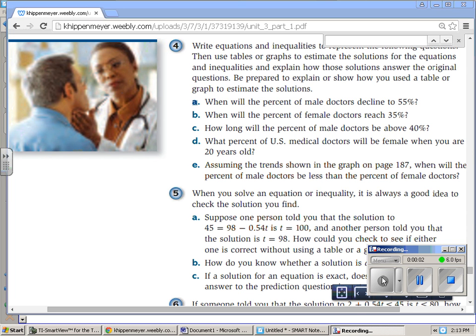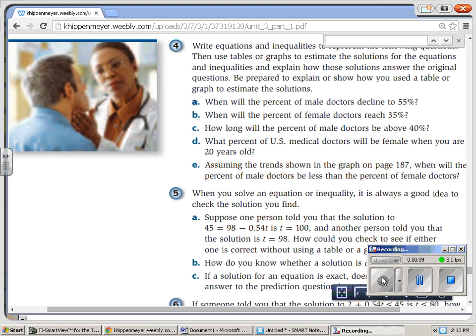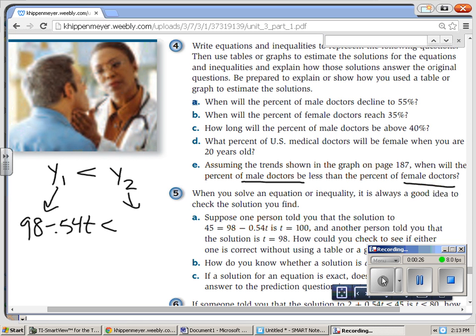4E. Assuming the trends shown in the graph on page 187, when will the percent of male doctors be less than the percent of female doctors? So we're looking at where the percent of male doctors will be less than the percent of female doctors. I'm going to replace y1 with what it is equivalent to, and I'm going to do the same with y2. y2 is equal to 2 plus 0.54t. And then we're solving for t, for when this occurs.